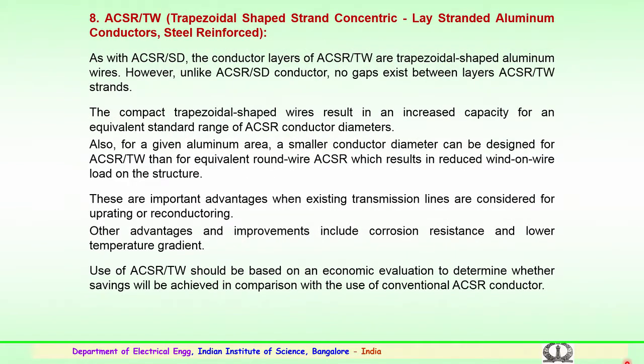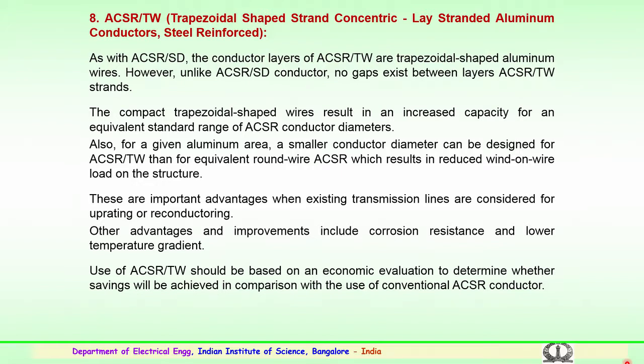So, the eighth being the ACSR TW, that is trapezoidal shaped standard concentric lay standard aluminum conductors with steel reinforcement. The conductor layers of ACSR TW are trapezoidal shaped aluminum wires, not the round type which is normally followed. However, unlike ACSR SD conductor, no gaps exist between layers. So, there are no gaps in ACSR TW strands.